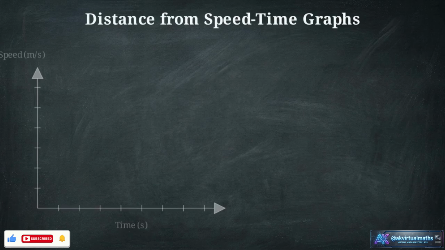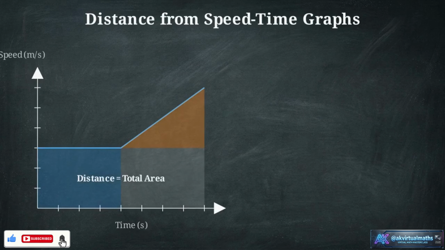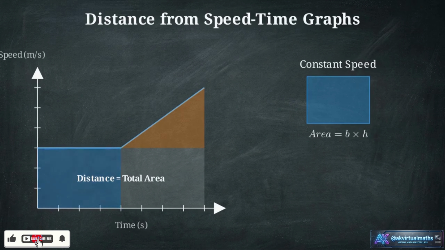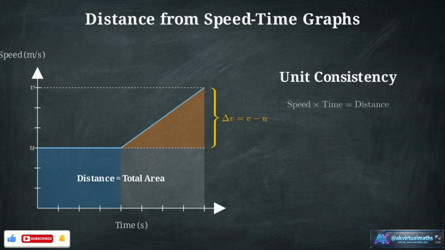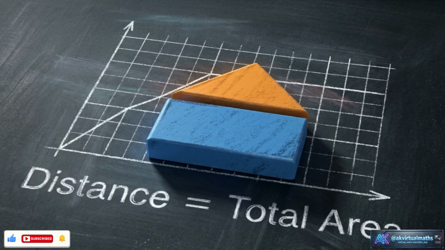To summarize, distance is the total area under the speed-time graph. Use the rectangle formula for constant speed and the triangle formula for acceleration. Always ensure your triangle height reflects the change in speed and that your units for speed and time are consistent. By identifying the geometric shapes formed by the graph line, you can determine the exact distance for any type of motion.